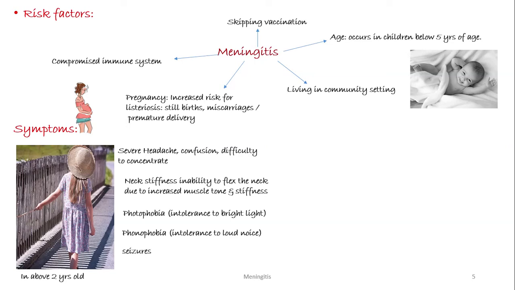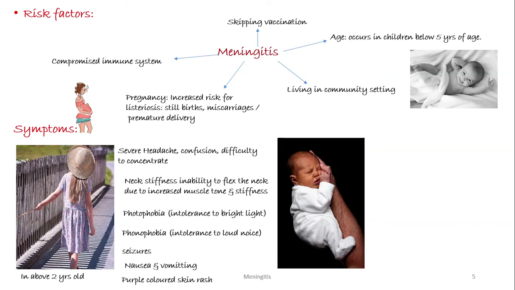Also, if the condition is not treated in time, there is a chance that the baby or the child will suffer from seizures. The child will also experience nausea and vomiting. There might also occur a purple colored skin rash. So these are the symptoms experienced by a child of 2 years, or a child who is above 2 years of age.